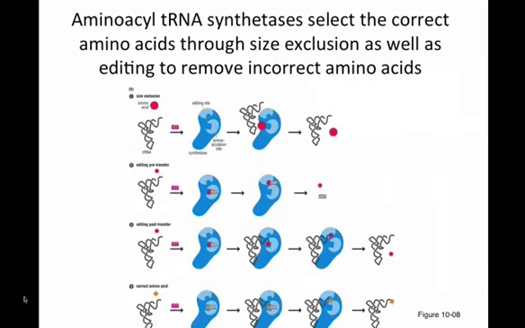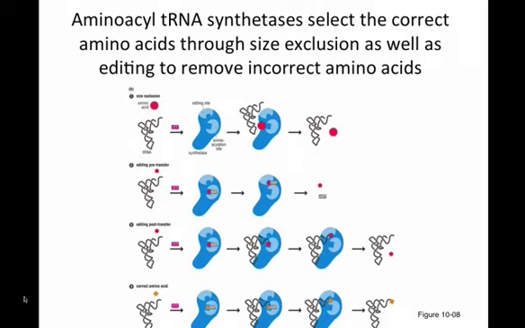Something this important, you would imagine, would have some sort of proofreading involved, right? And that's the case. So there's an editing site and an aminoacylation site. Here's your tRNA, here's your aminoacyl tRNA synthetase. The aminoacylation site is where the amino acid is added, and the editing site is where it's removed if it's incorrect. And so you can actually have proofreading through a few different ways.